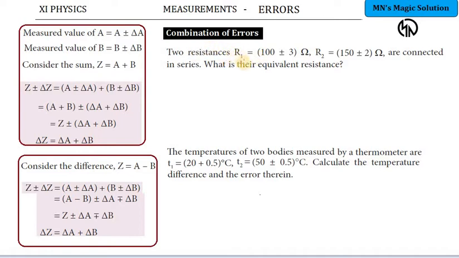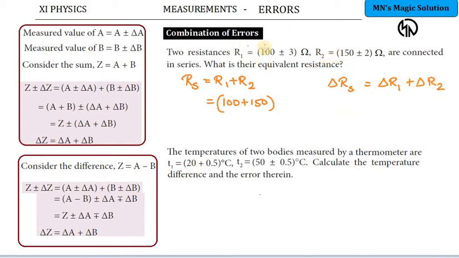See, two resistances R1, R2. ரெண்டு resistances இருக்கு. They are connected in series னு கொடுத்திருக்காங்க. So, the question is, what is their equivalent resistance? Equivalent resistance ன்றது என்னமா? Here it is in series. So, RS is equal to R1 plus R2 னு எழுதலாம். Okay. So, the actual value of R1 and R2 we know that we can add it up, which is 100 plus 150, and the errors should be added up. We know that del RS is equal to del R1 plus del R2.